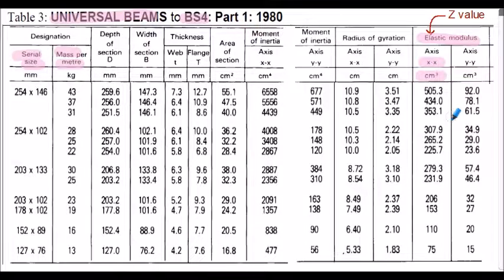From our previous slide, we calculated we needed a minimum of 60 centimetres cubed. So scanning this column, the most appropriate section is actually the last section at the bottom here. That has 75 centimetres cubed. So we will choose the section 127 by 76 millimeters, having a mass per meter of 13 kilograms per meter.